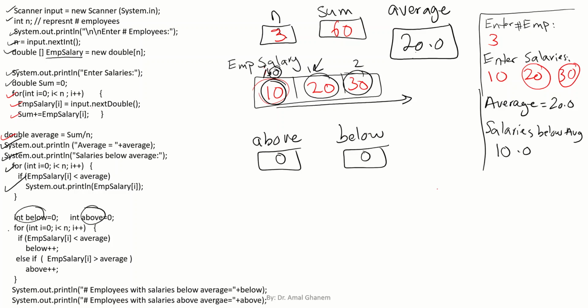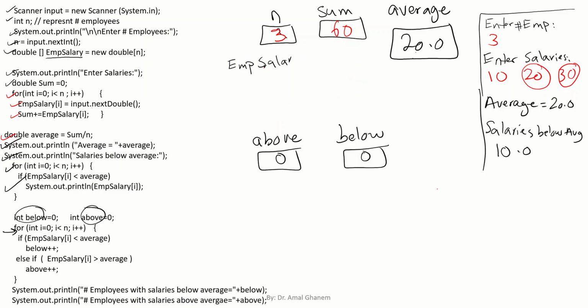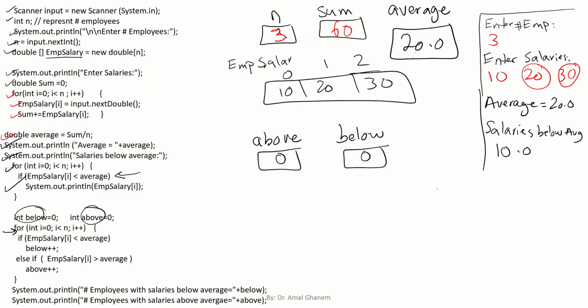And then we have a for loop again, and we will start from the beginning till the end. So let's just put this array. Let's draw it again. And just like what we did in the previous one, we say employee salary I, is it less than the average? Do the output. Here we will say employee salary, is it less than the average? If it is, we will increment the counter. We will not do any output.